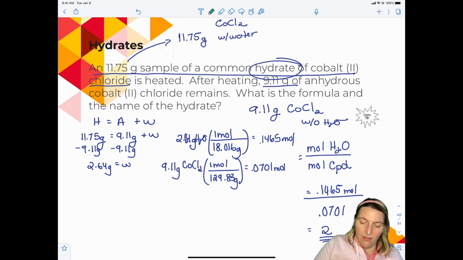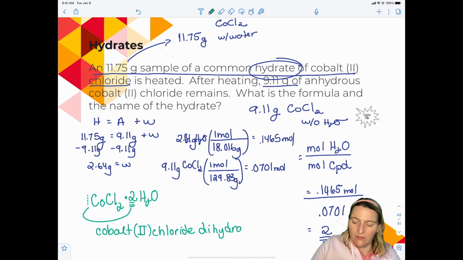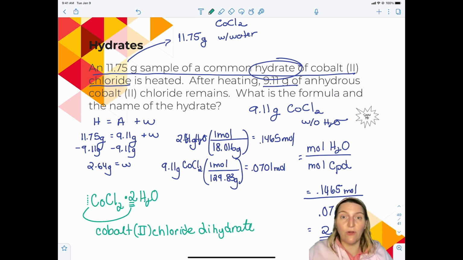What does that tell me? That tells me that my formula is CoCl2 dot 2 H2O, right? It's telling me 2 water molecules for every 1 cobalt 2 chloride, which will mean the name of this compound is cobalt, Roman numeral 2, chloride, di for 2, hydrate. So you have a few of these on your homework, and then of course this will be what our lab is. Basically your lab, I'm going to give you a sample of a hydrate and you're going to do this. You're going to figure out how many waters there are.